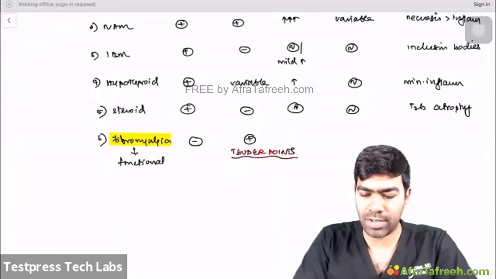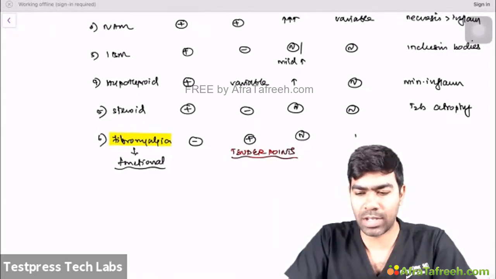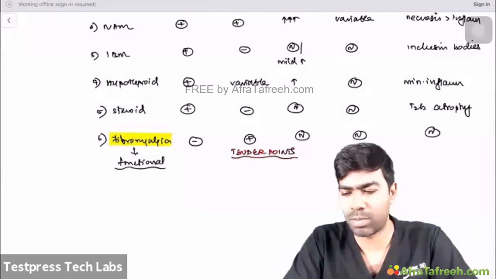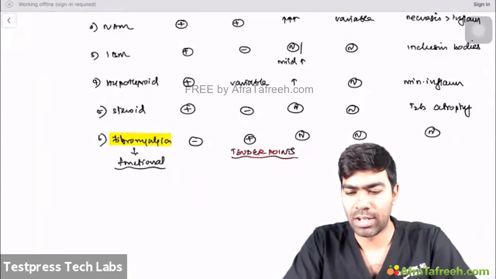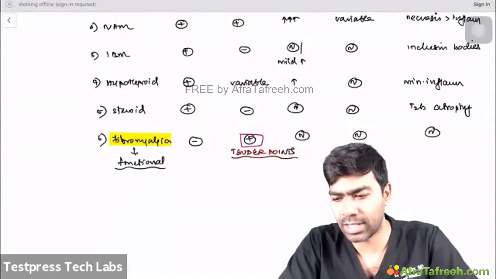Remember, it's a functional disorder. It's basically a functional disorder, so it's not an organic disorder. So everything should be normal. CPK normal, ESR normal, muscle biopsy will be normal. You should not get any problem in the muscles. Basically, it's only a functional disorder that tells you that the patient will have only pain, nothing else.